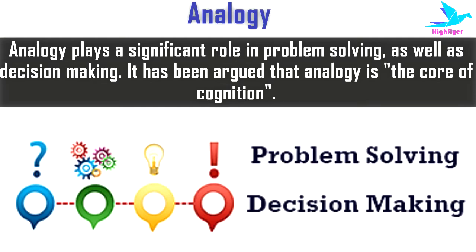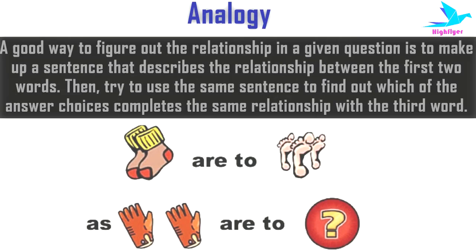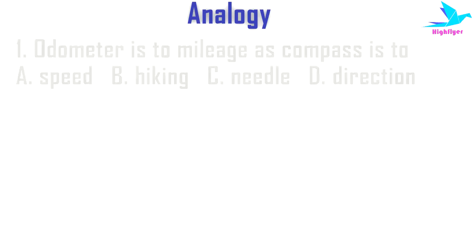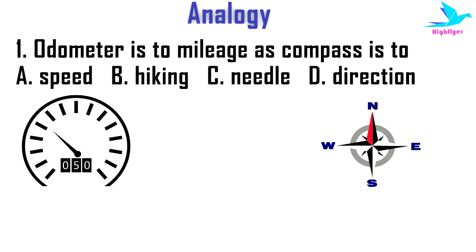Now let's have a quick idea about the type of questions that come in analogy for logical reasoning by solving them. A good way to figure out the relationship in a given question is to make up a sentence that describes the relationship between the first two words. Then try to use the same sentence to find out which of the answer choices completes the same relation with the third word. If odometer is to mileage, then compass is to, the options are speed, hiking, needle or direction.